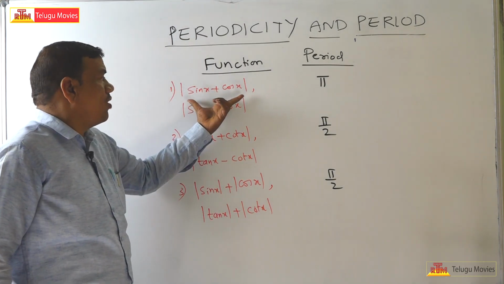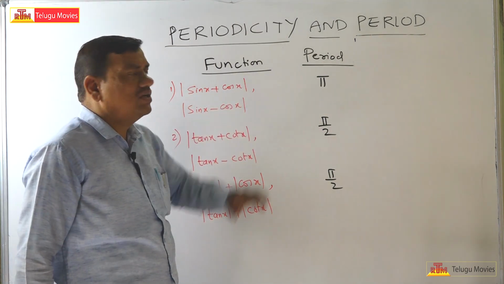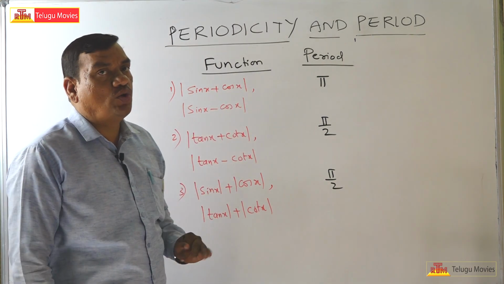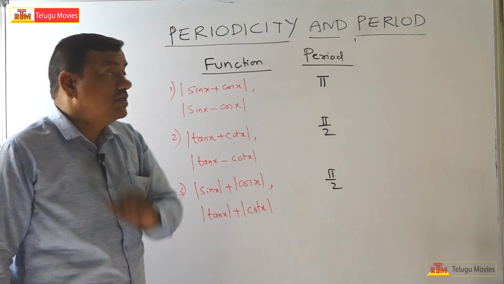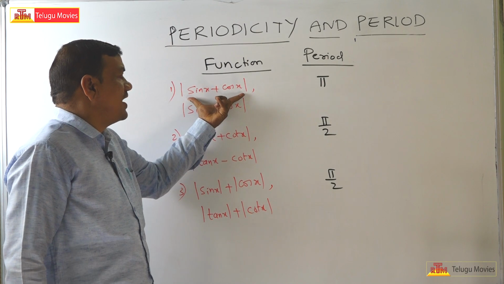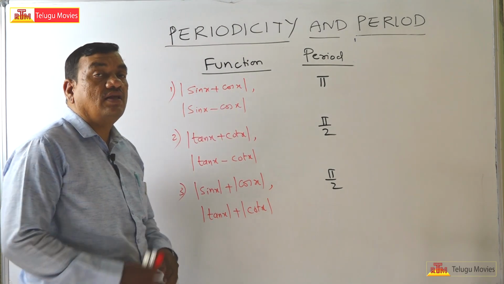So here, for the combination modulus of sin x plus cos x, the period is pi. See here, sin x plus cos x has no period. It is not a periodic function. But modulus of sin x plus cos x, and modulus of sin x minus cos x, the period is pi.